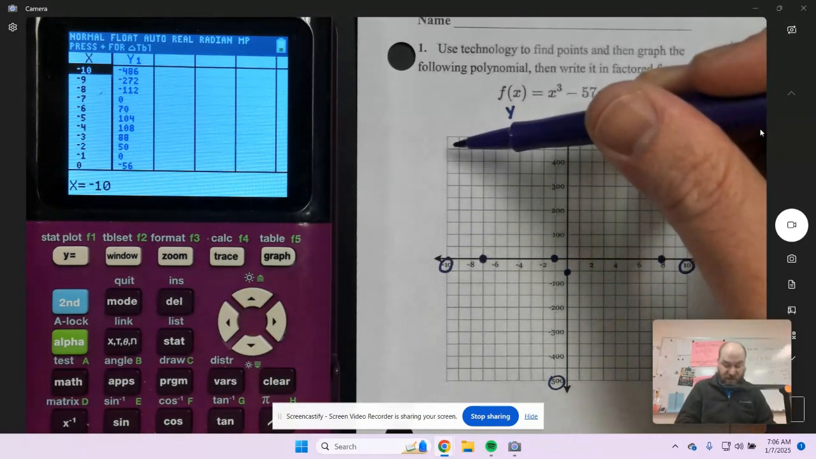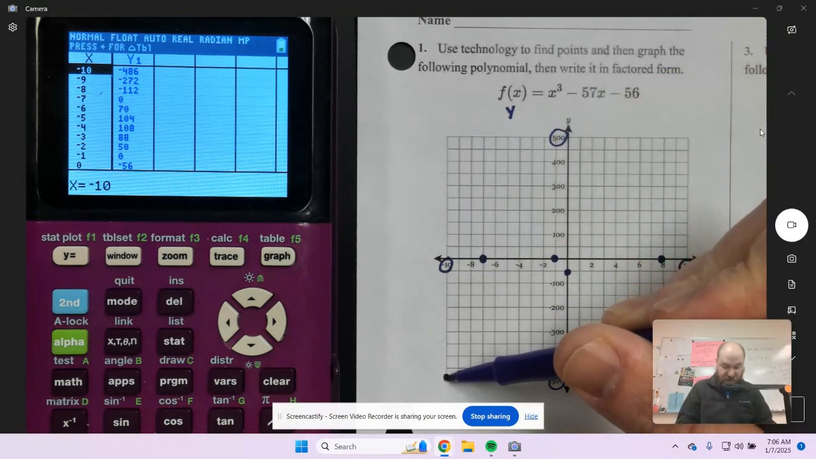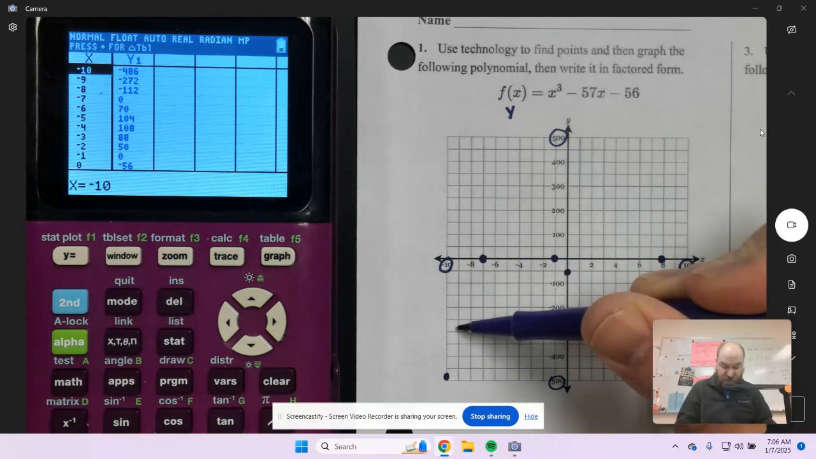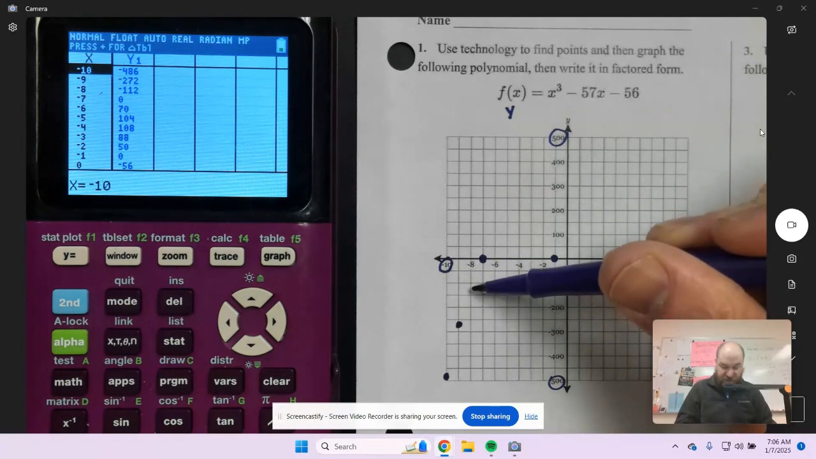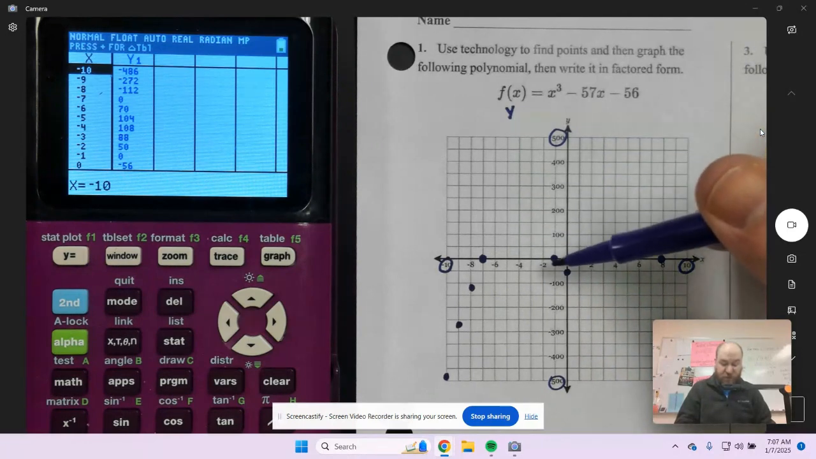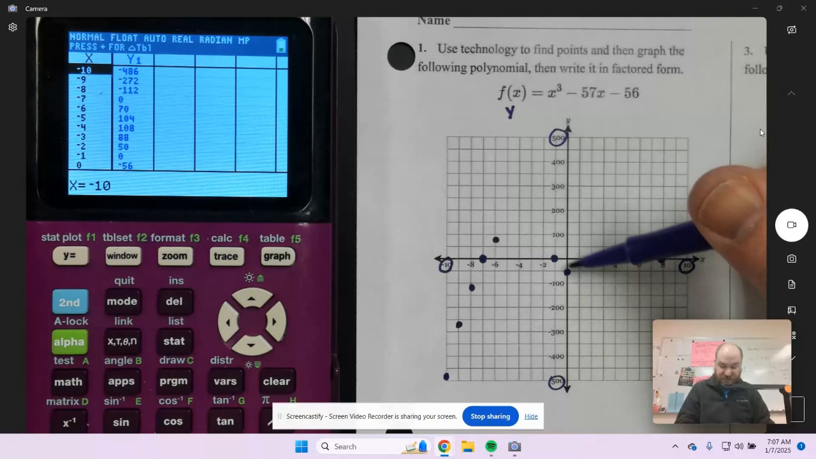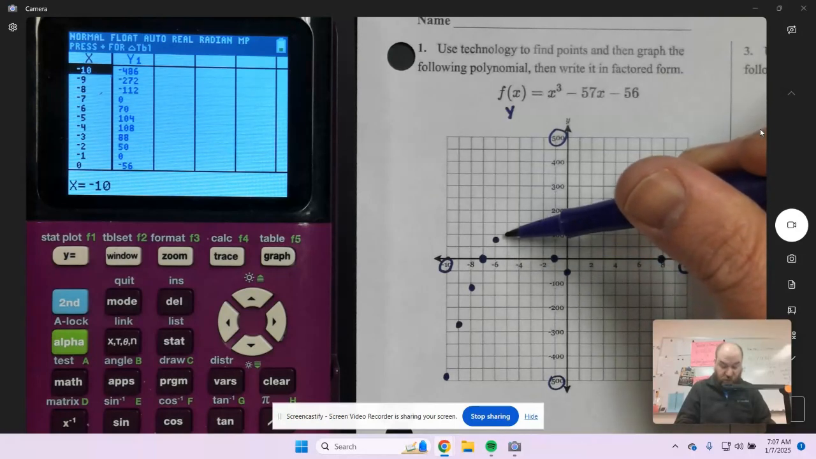So negative 10 is negative 486, which will be like there. Negative 9 is negative 272, which is like there. Negative 8 is negative 112, which would be like there. Negative 7 is 0, we already have that one. Negative 6 is 70, that's like there. Negative 5 is 104.